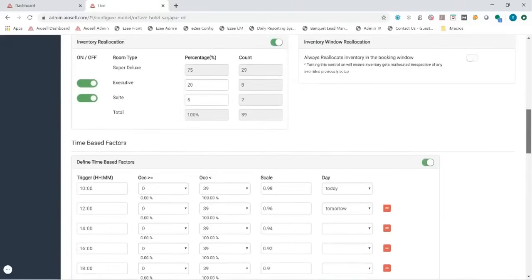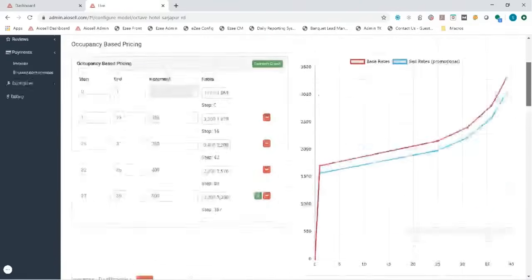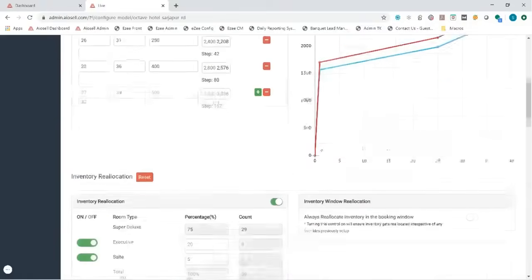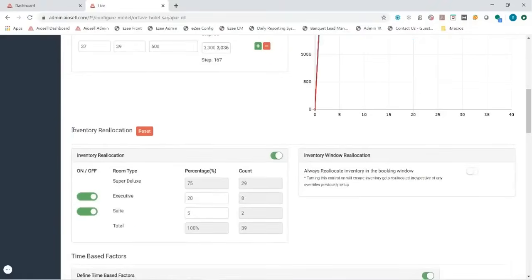The next factor that I'm going to talk about is the overall demand scale. Now, the overall demand scale can be used to either scale all the prices up by a certain amount or down by a certain amount without changing the individual parameters that we just discussed about. So this is how we can actually increase the ARR of a particular hotel or decrease the ARR of a particular hotel.